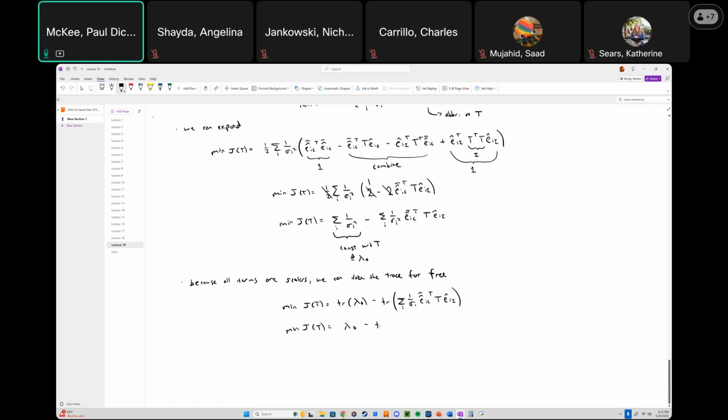It's going to be the trace of, and we're allowed to do this because of cyclic permutation. The trace of A times B times C is the trace of B, C, A, if you just cycle A through to the end, and so on. So we're actually going to cycle T out front. So this becomes the trace of T times the sum over all i, 1 over sigma i, this should be squared, and then we get e_i^c transpose, or sorry, getting ahead of myself here. This should be e_i^i.